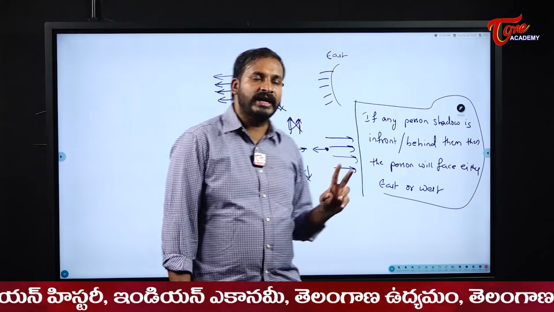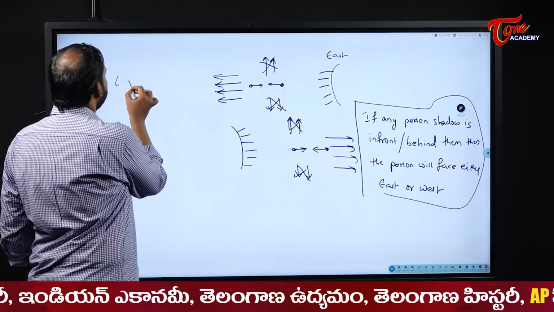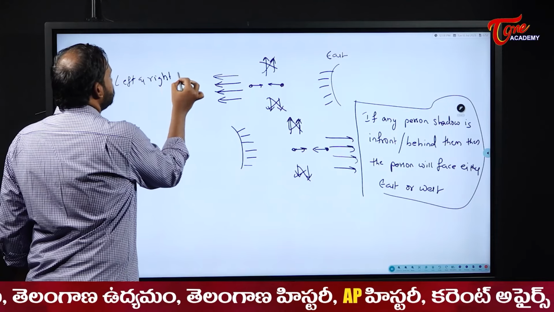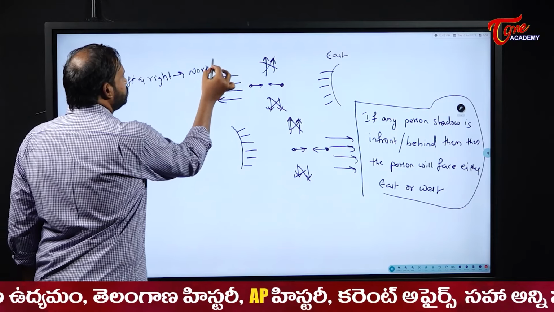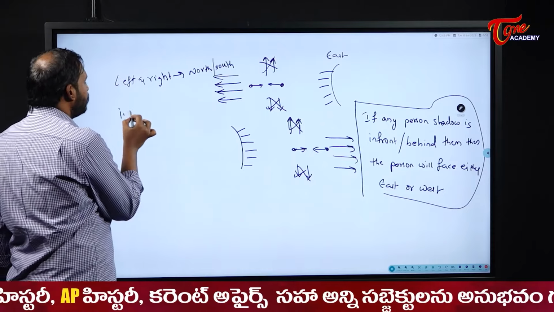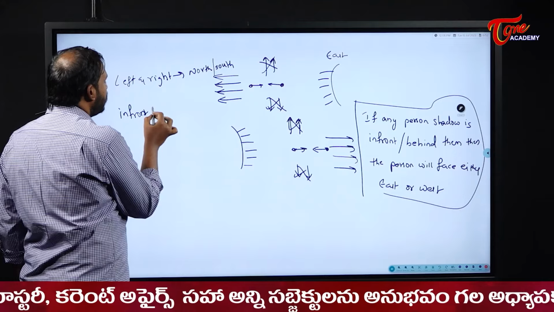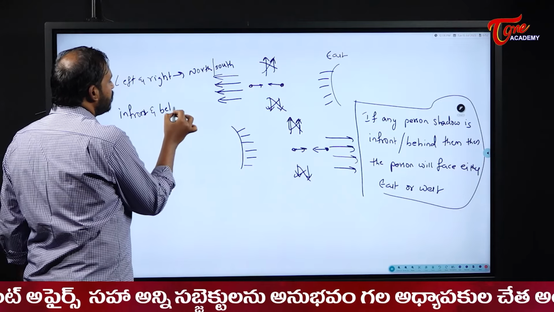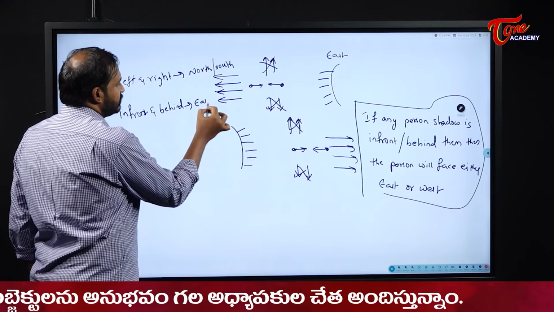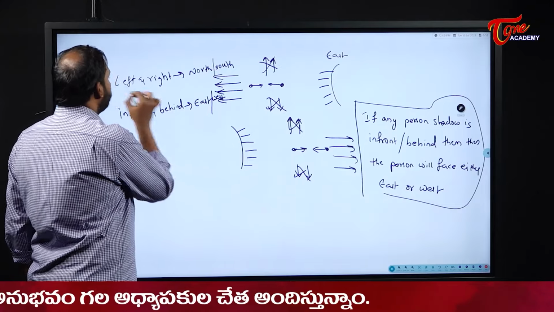Shadows falling to left or right means either they will face north or south. If the shadows are falling in front of them or behind them, they will face either east or west. Please try to remember these two things, students.